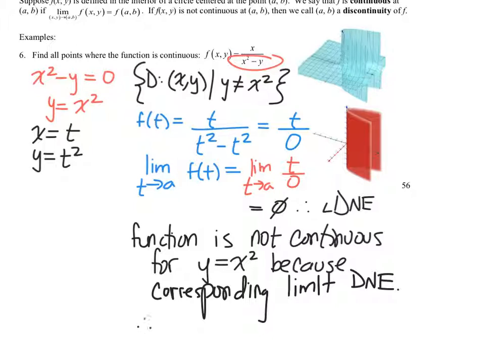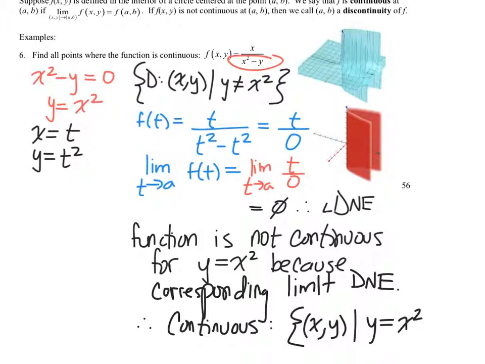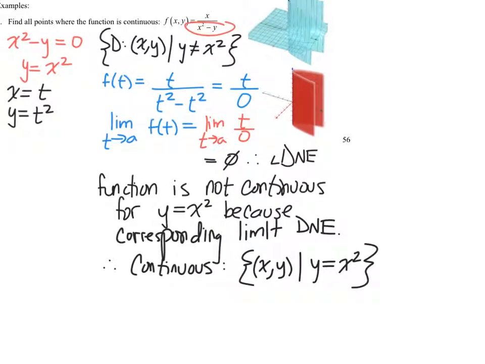All right, therefore, continuous on the interval for x, y, everything except for y equals x squared. So its continuity corresponds with its domain, which is not rare. That happens very, very frequently, but this is the process we use to justify it.